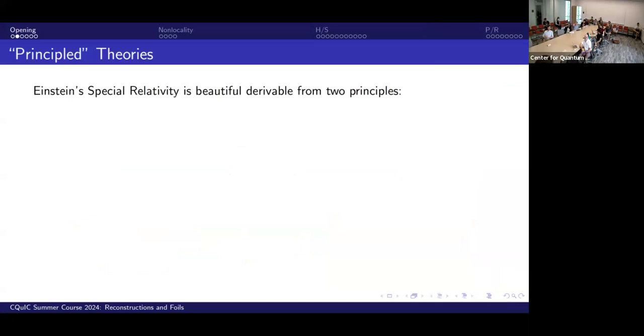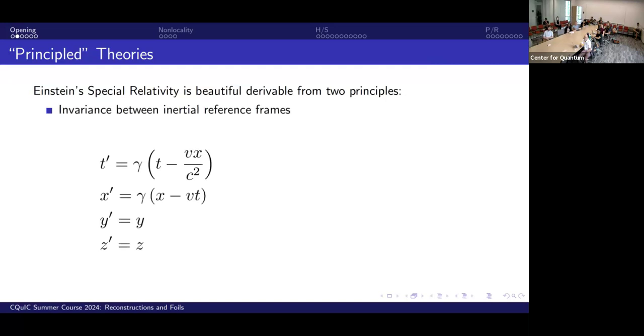Okay, so I'd like to start by talking about so-called principles. Now, a kind of nice example of this is Einstein's special relativity, which people like to say is beautifully derivable from just two main ideas. First being that the laws of physics should be invariant under Poincaré transformations, and that the speed of light should be constant in all reference frames.